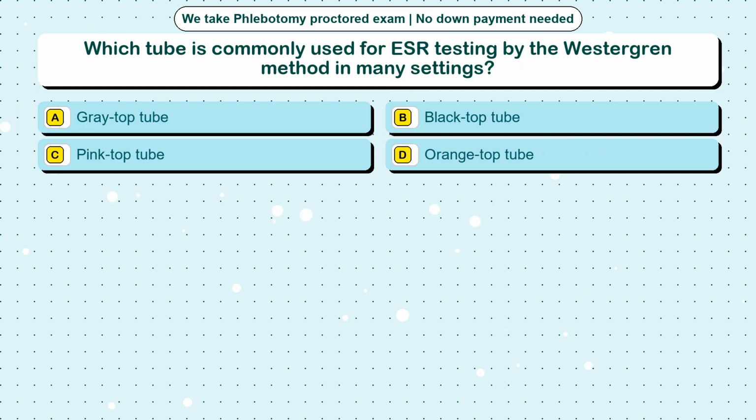Question 54. Which tube is commonly used for ESR testing by the Westergren method in many settings? Option A, gray top tube. Option B, black top tube. Option C, pink top tube. Option D, orange top tube.